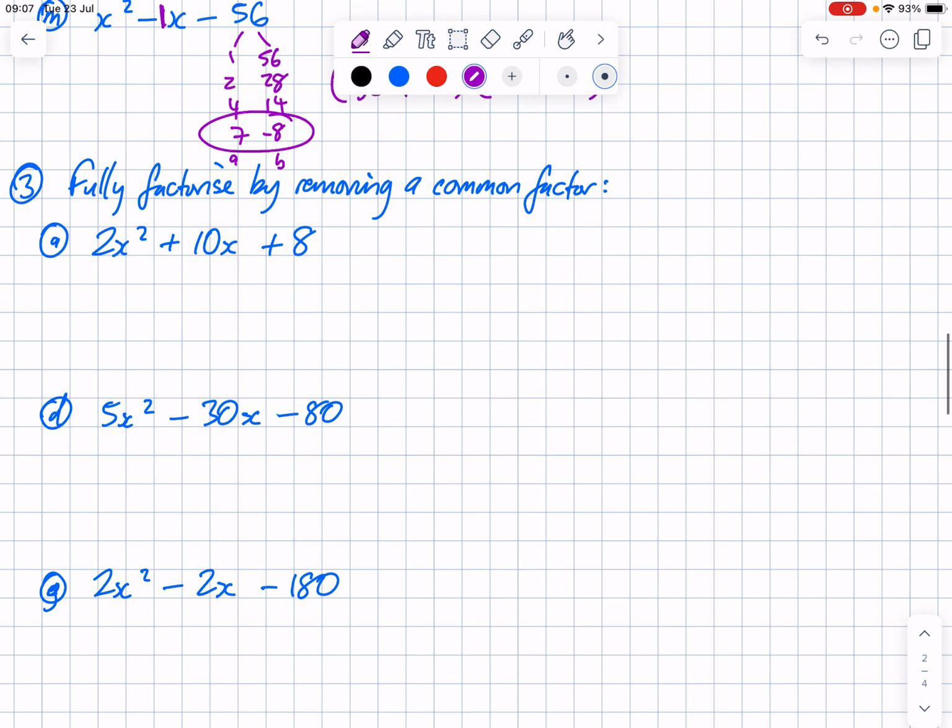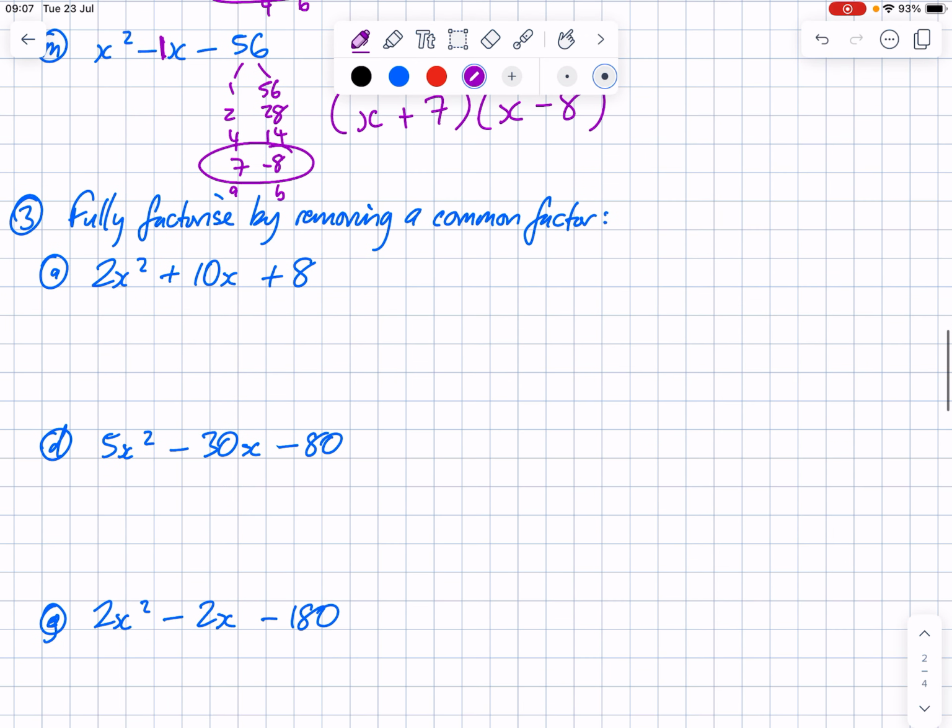Fully factorized by removing a common factor. So you're being told here that there's a common factor across all of them. You should always check anyway, but 2 goes into all of these. So remove 2 as a common factor first. Remove the common factor outside a set of brackets.